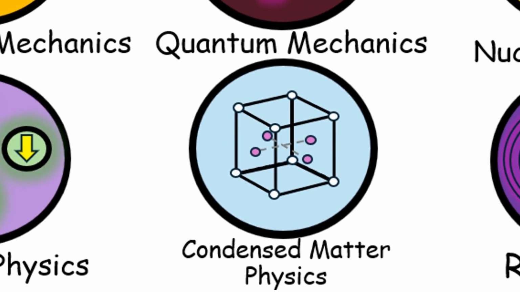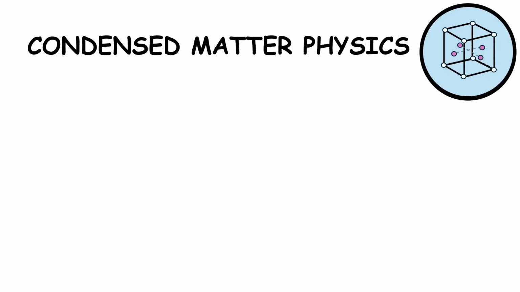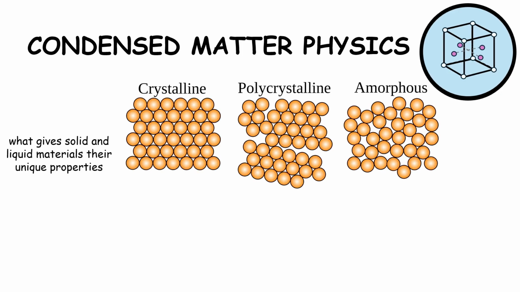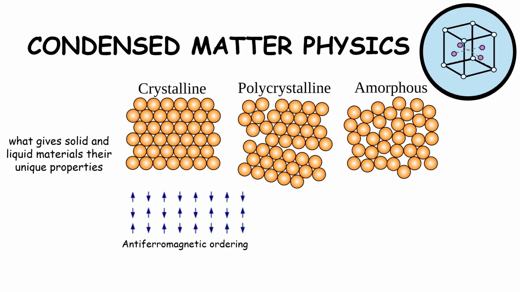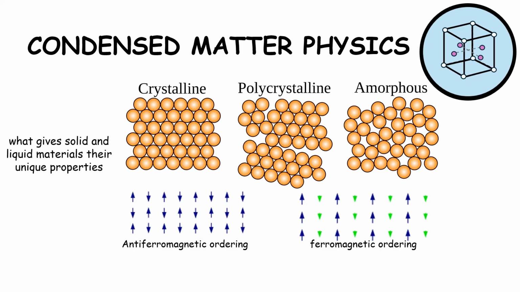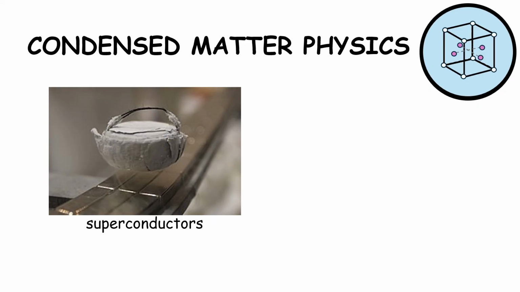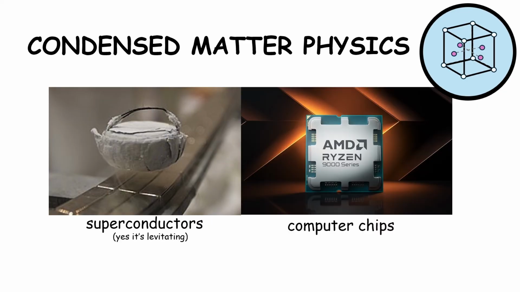Condensed matter physics. This branch looks at how solids and liquids get their unique properties from the underlying particles, such as their structure, conductivity, magnetism, or quantum effects. The applications are usually very specialized in creating materials that can do extremely specific things.